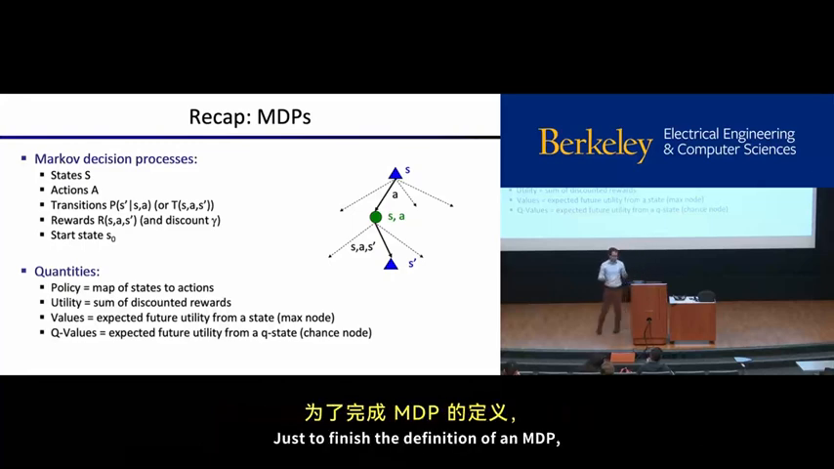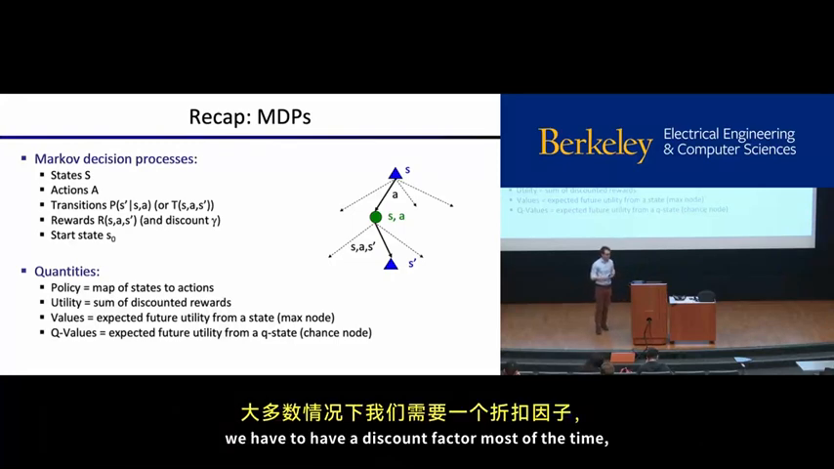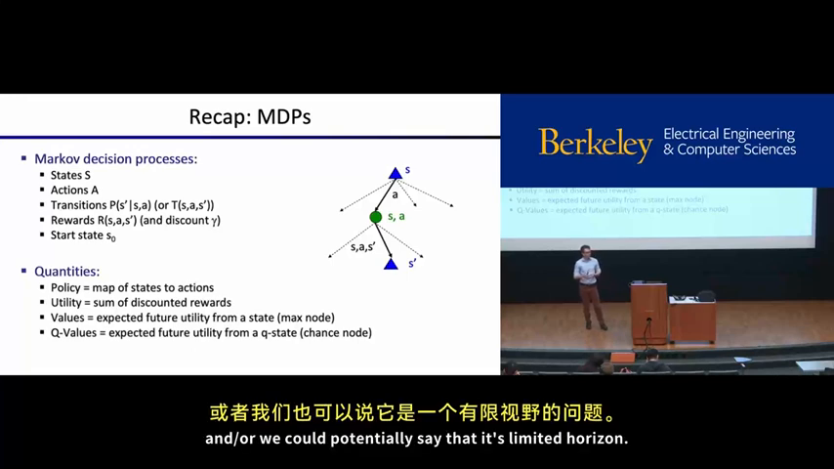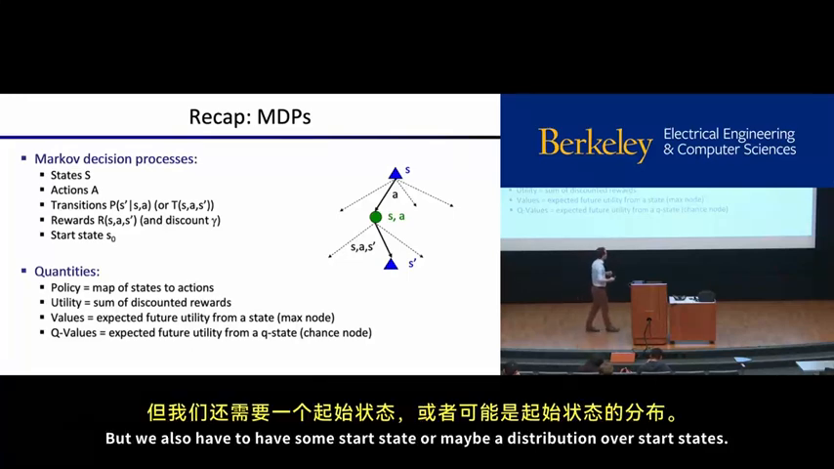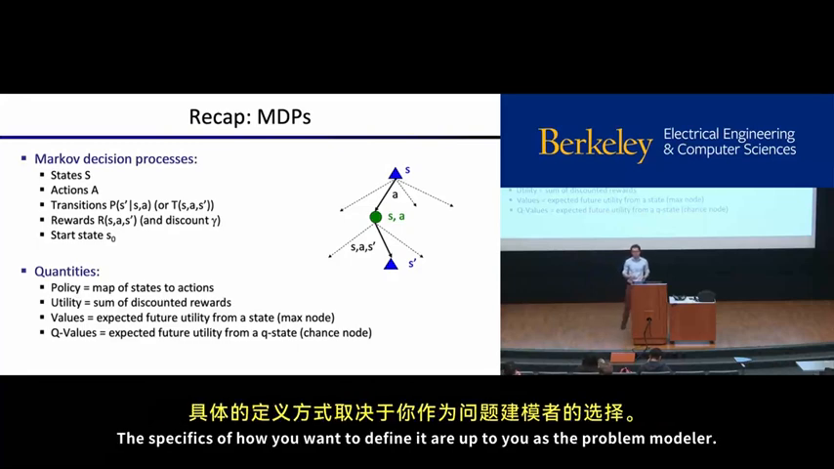Okay, just to finish the definition of an MDP, we have to have a discount factor most of the time, or we could potentially say that it's limited horizon. Sometimes we'll do that instead. But we also have to have some start state or maybe a distribution over start states. The specifics of how you want to define it are up to you as the problem modeler.